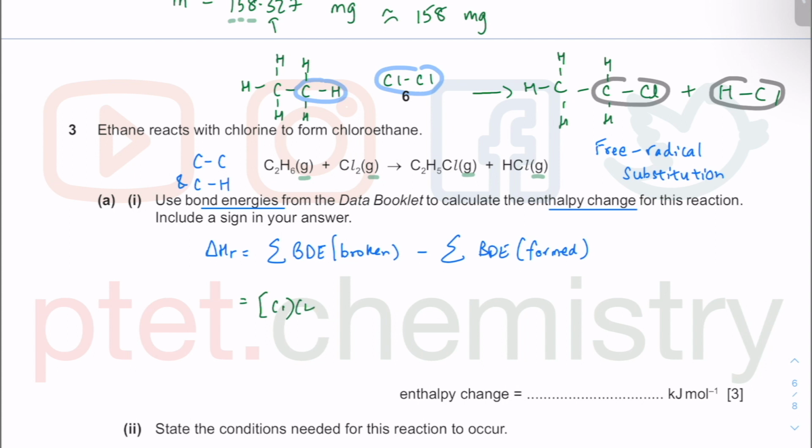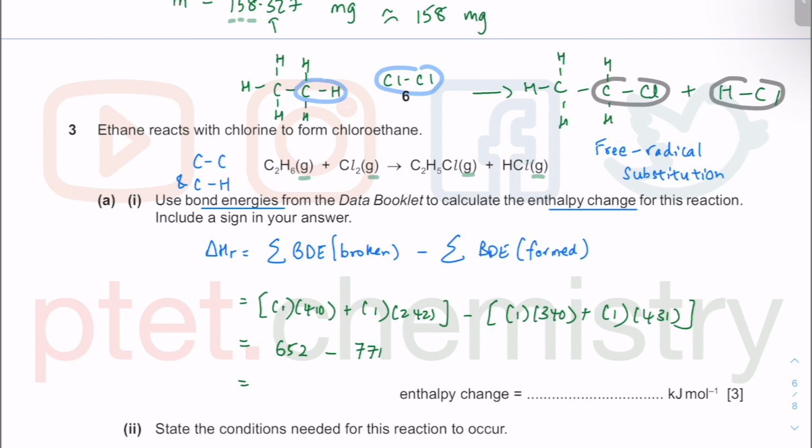410. So 1 times 410 plus breaking the 1 times ClCl. That thing is 242, and then use brackets very wisely, close them up, and then minus the sum of the bond energy formed. You're forming one of that CCl. The CCl is 340, so 1 times 340, and then you have one of the HCl. So the HCl bond energy is 431. So I'm going to sum up this side. So 410 plus 242, that is 652, and then minus the other side, 340 plus 431, that is 771.